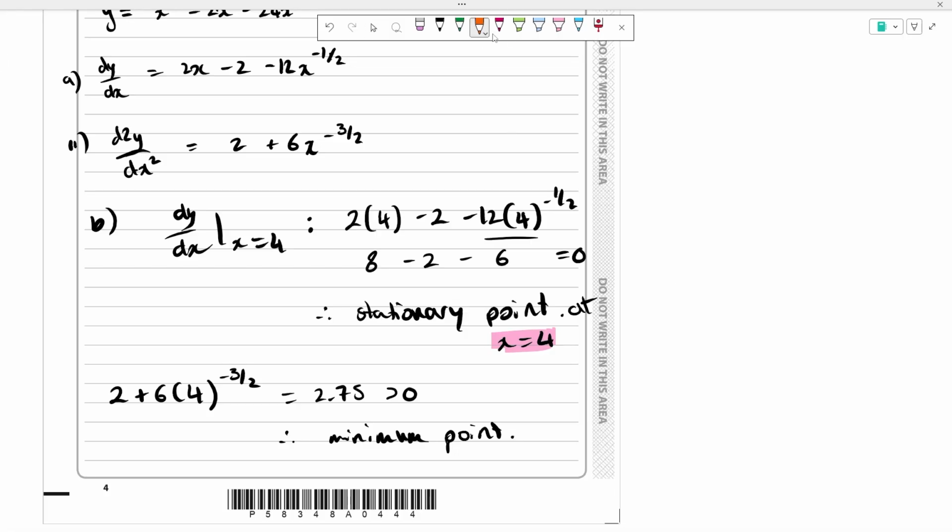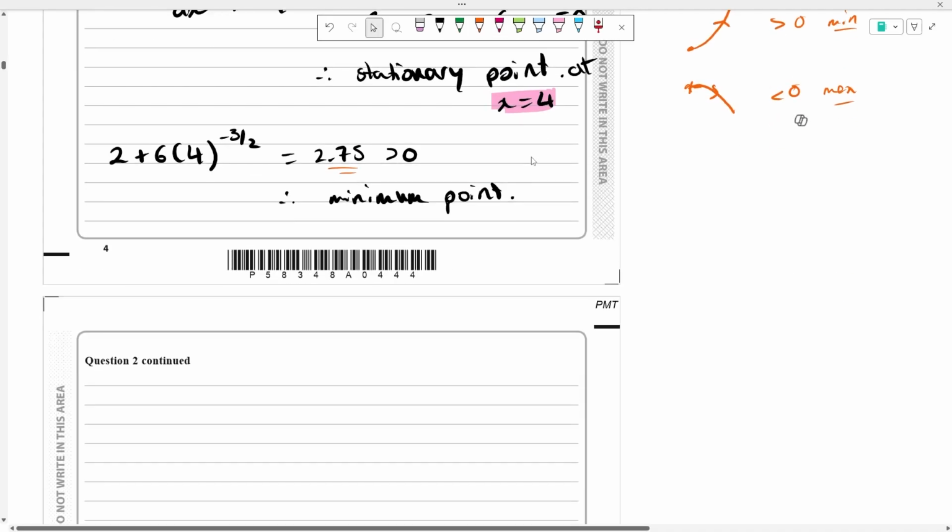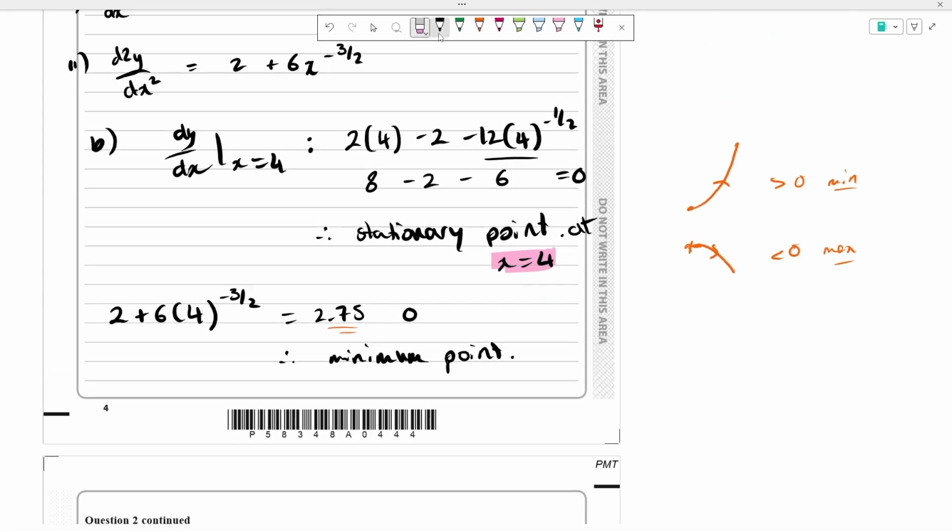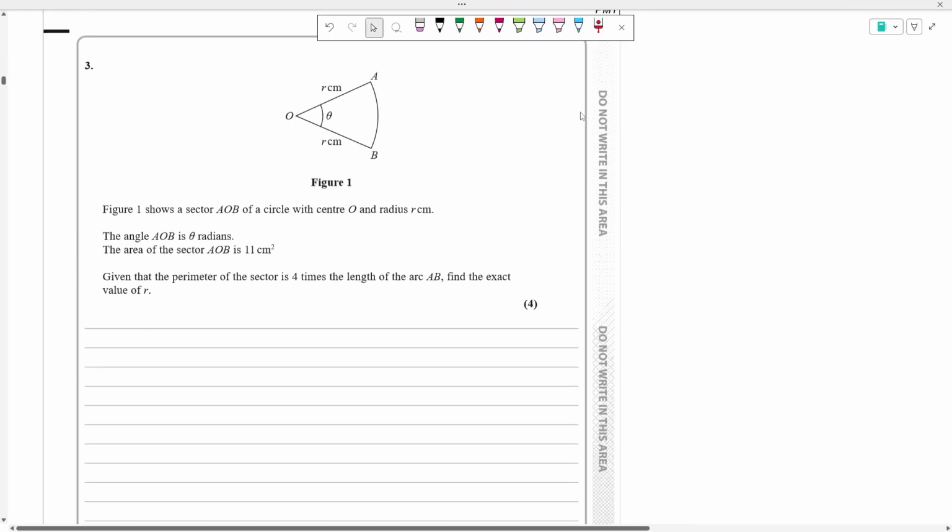The way I remember it is that if it's a positive number, the next gradient will be tending towards positive, so that must be a minimum point. And if it's a negative number, that means our next gradient should be going towards negative, so that would be a maximum point. So if less than 0 is a max, bigger than 0 is a minimum. That's how I remember it. But if there's any other way that you remember it, definitely put it into the comments and let me know.